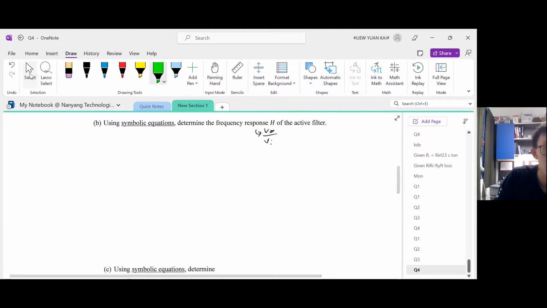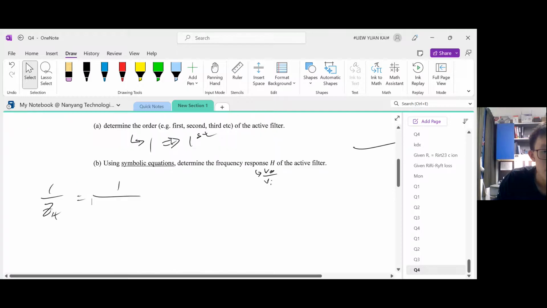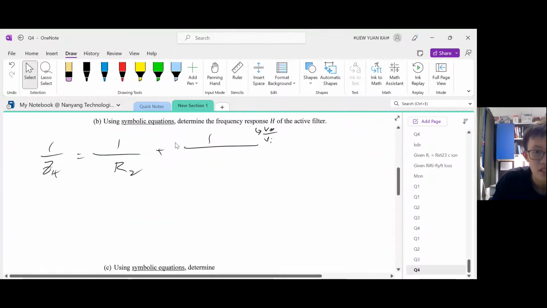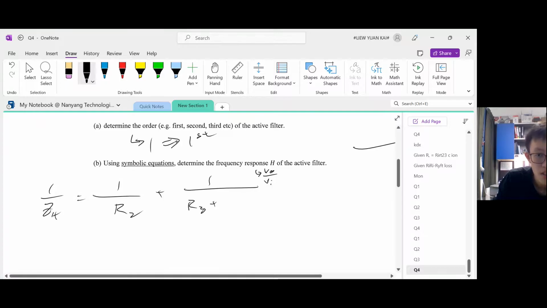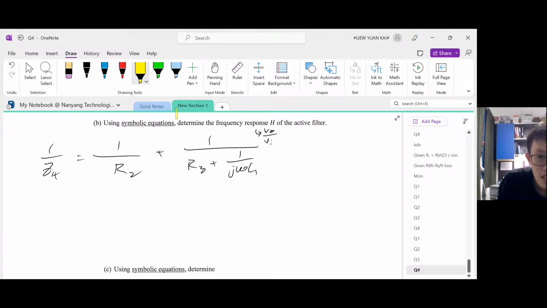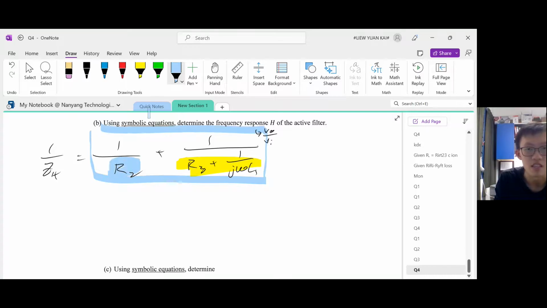So let us go ahead and find 1 over ZA. 1 over ZA is equal to 1 over R2 plus 1 over this R3 plus the impedance of the capacitor, R3 plus 1 over J omega C1. Okay, I hope you can see that. This comes from the fact that R3 and the capacitor are in series, while this whole thing comes from the fact that R2 is parallel to the branch containing R3 and the capacitor.